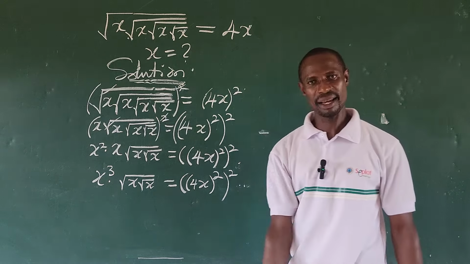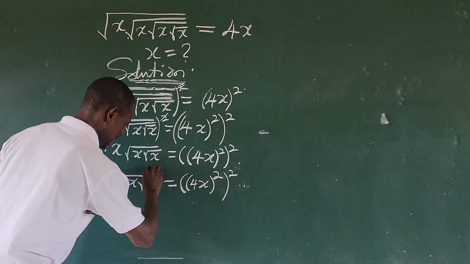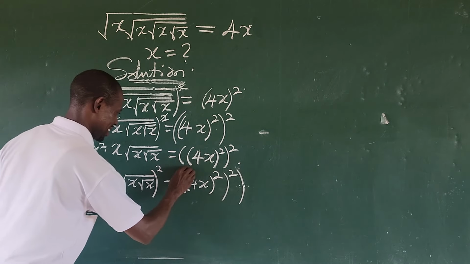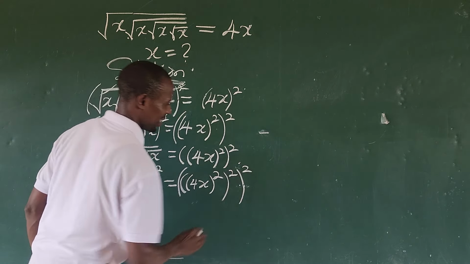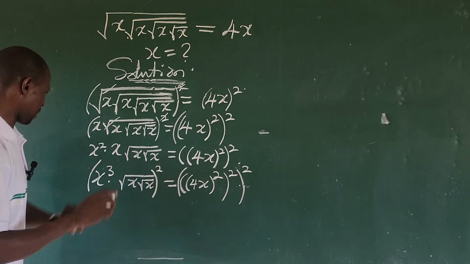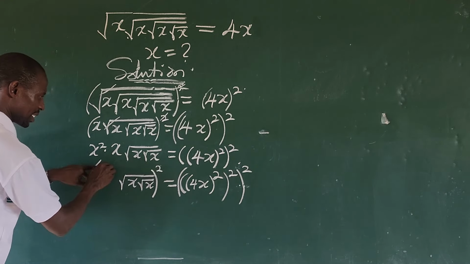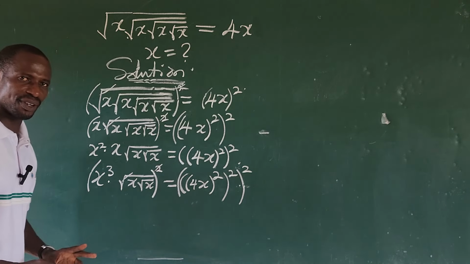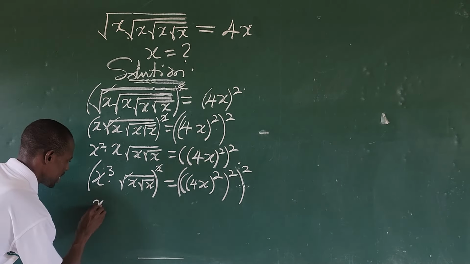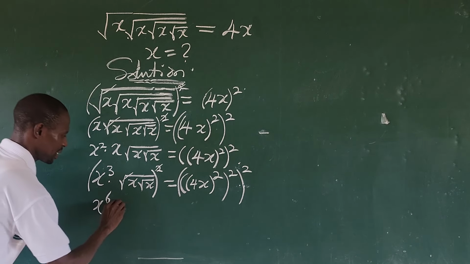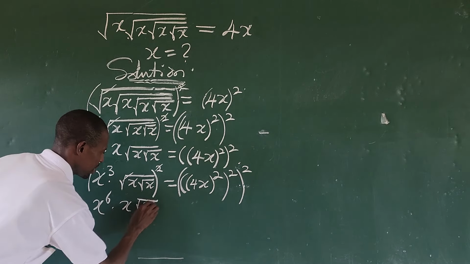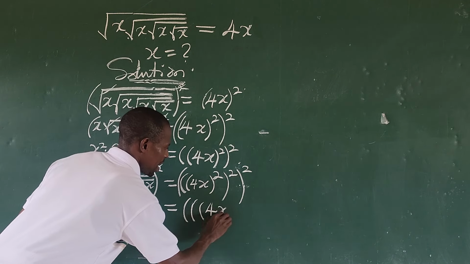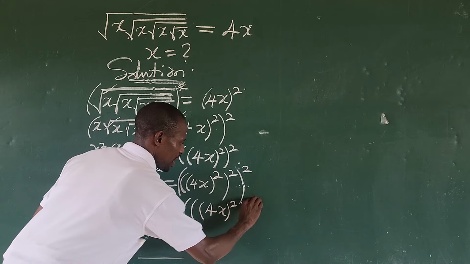Good. Again, I want to eliminate this next radical here. So we take the square of both sides again. Do you get that? So this will affect this, and this will equally affect this. 2 times 3 will give us 6. So we have x to the power of 6 times x, equal to 4x, squared.